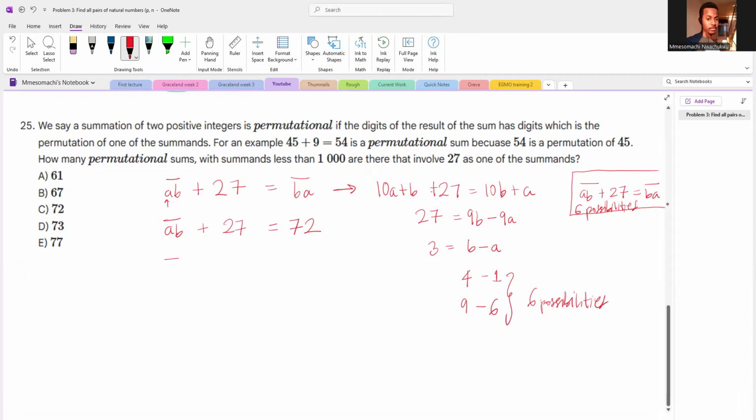Now we have AB plus 27 equals 72. So there's only one possibility. We just solve, and I get that AB is equal to 45. So for two digits, we have 7 possibilities.